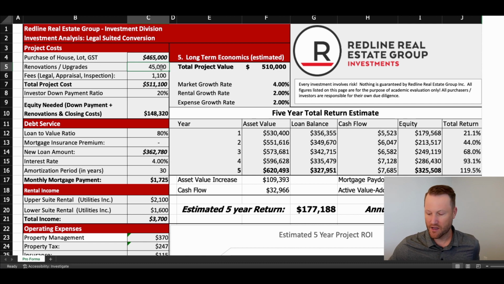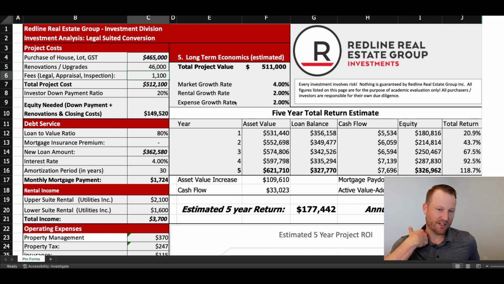So we're back over here now. Renovations or upgrades. I'm going to change this to be $46,000. We'll say to legalize that suite. In Calgary, that's probably pretty close to legalize it and then fix it up a little bit. It's going to give us a good range here.